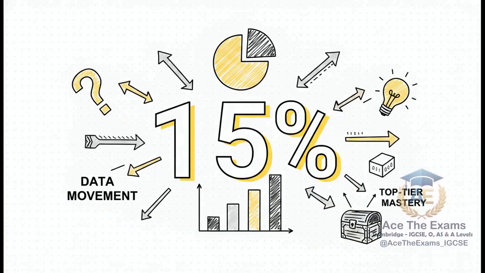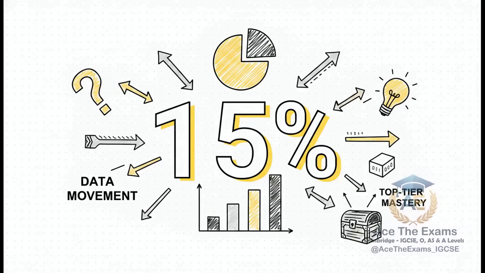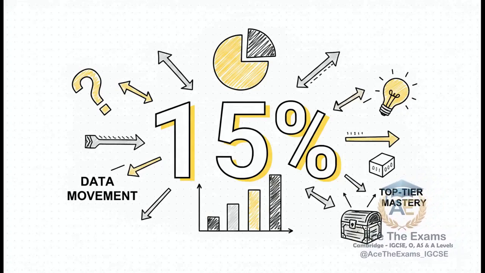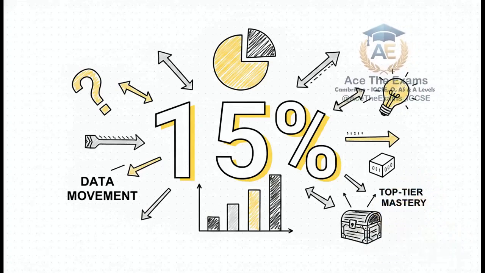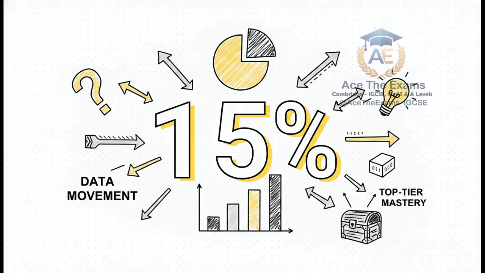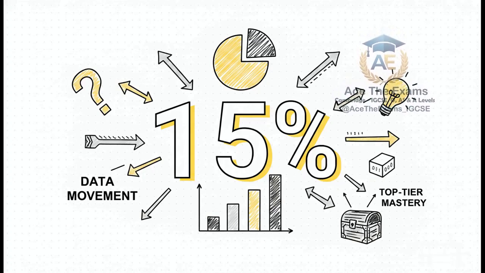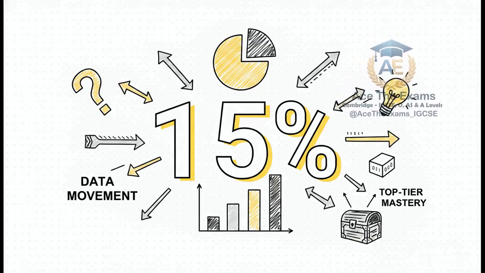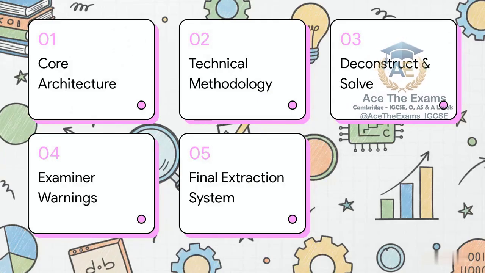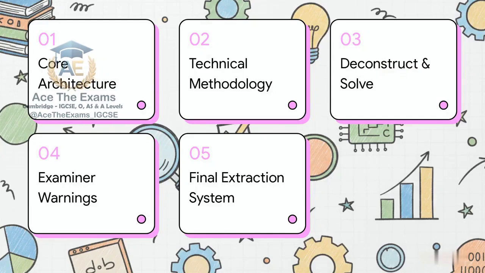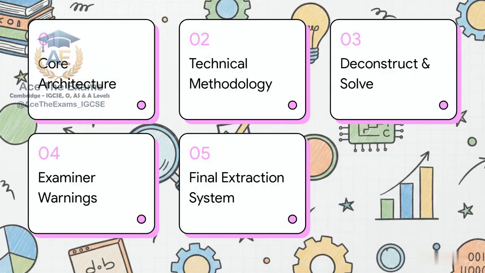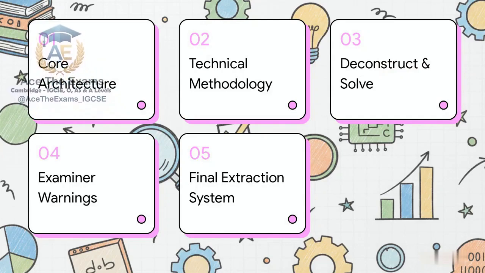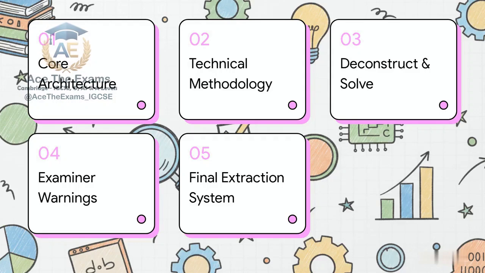Okay, let's dive into this massive number, 15. Did you know that instruction groups, specifically data movement, account for approximately 15% of your total marks on paper 2? Seriously, that is a massive chunk of your grade just sitting right there, waiting to be extracted. It's literally the difference between an average grade and top-tier mastery. To secure those points, we need a flawless strategy. We're going to map this out by covering the core conceptual architecture, the technical methodology, deconstruct, solve, evaluate, the top 3 examiner's warnings, and finally, the final extraction system.